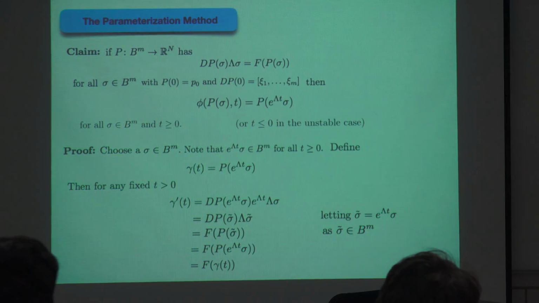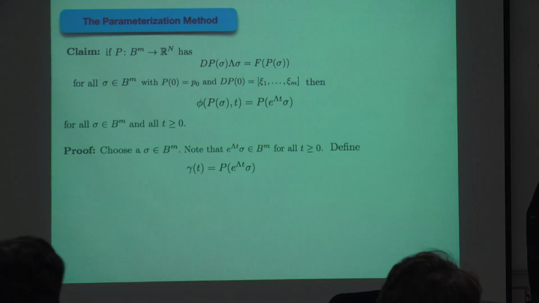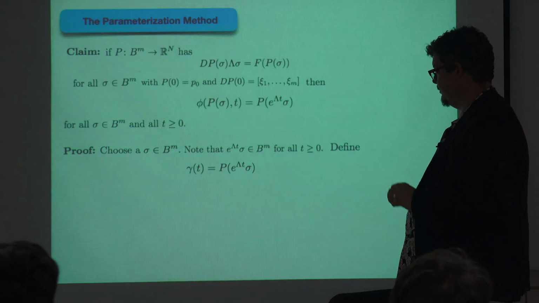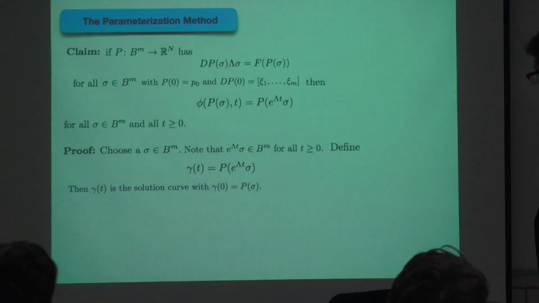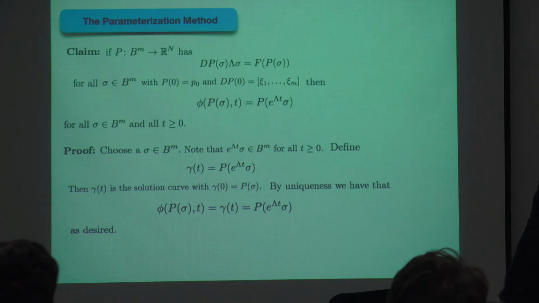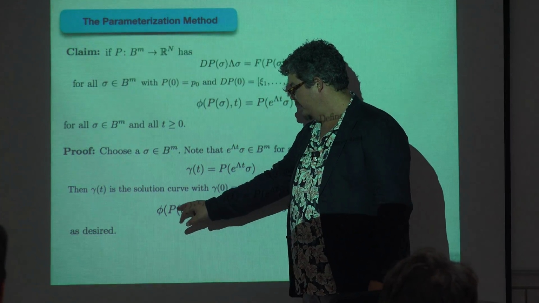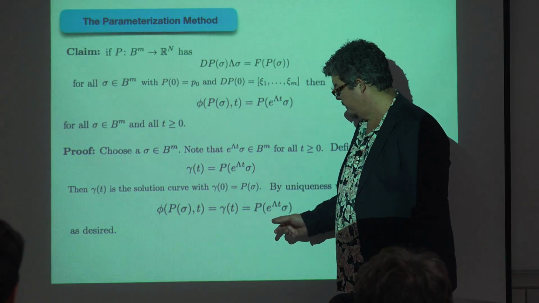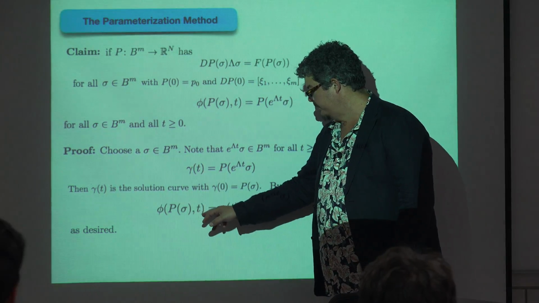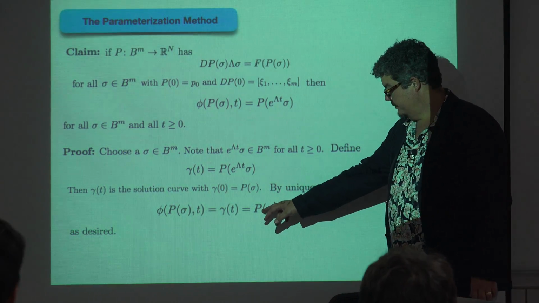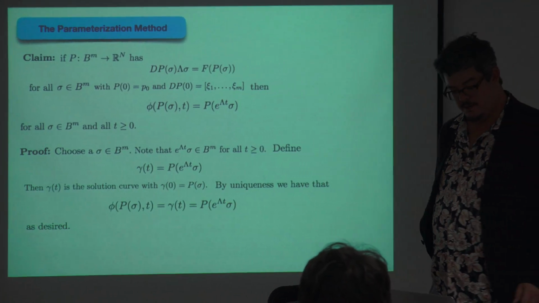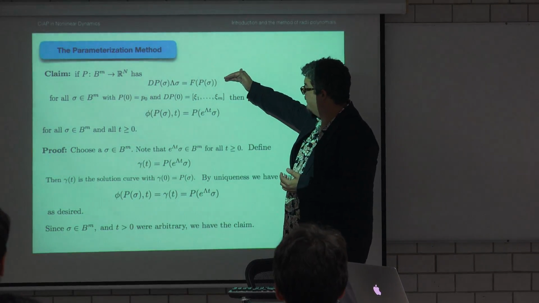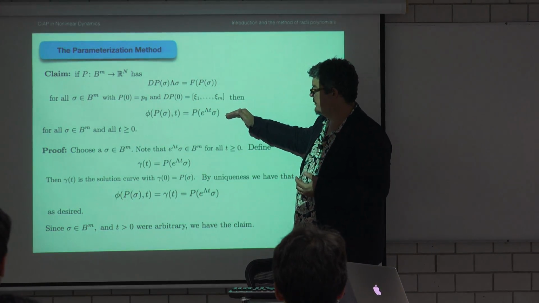So gamma is a solution curve for this differential equation, and it's the solution curve with initial condition P of sigma. So now by uniqueness, this gamma t is actually the flow of this point. But this is what I was claiming was true: that the flow of P of sigma for time t is P of e to the lambda t sigma. So if I solve this equation, I have this flow conjugacy.